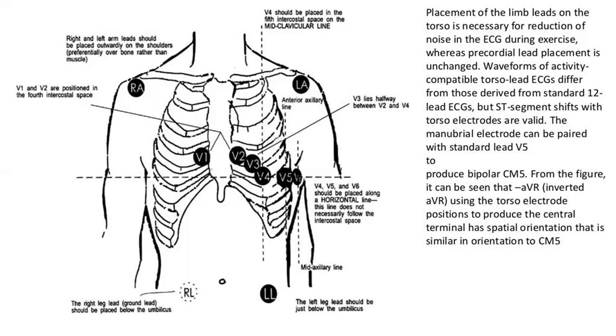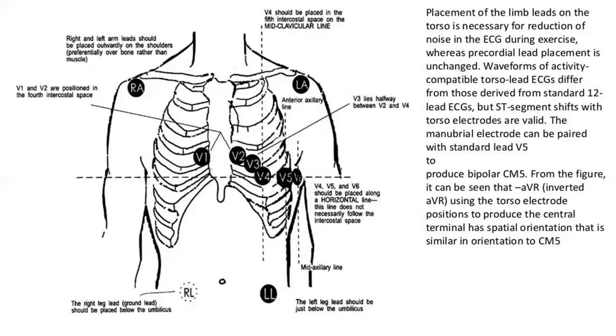Placement of the limb leads on the torso is necessary for reduction of noise in the ECG during exercise, whereas precordial lead placement is unchanged. Waveforms of activity compatible torso lead ECGs differ from those derived from standard 12 lead ECGs, but ST segment shifts with torso electrodes are valid.